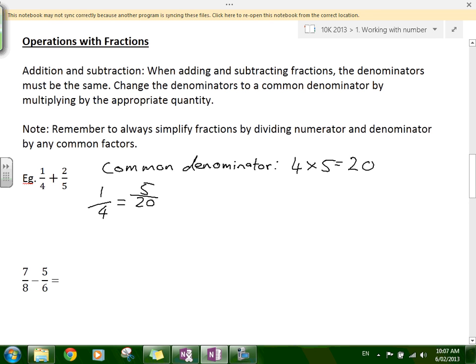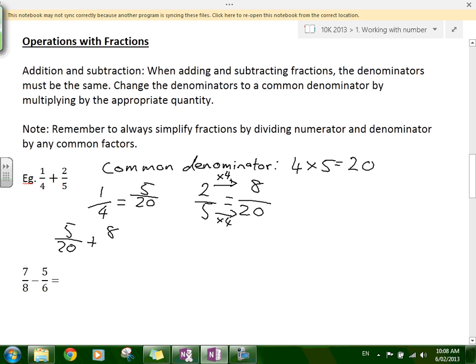And Annabelle, 2 over 5, what is it over 20? Okay, so then how do you get from 5 to 20? Times by 4, good. So if we times that by 4, what do you have to do to the 2? Good. So what are we going to end up with? 8. Excellent. Thank you.